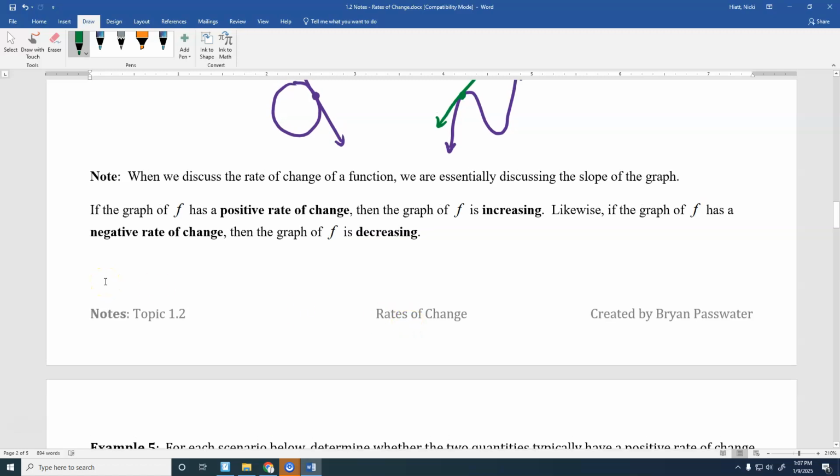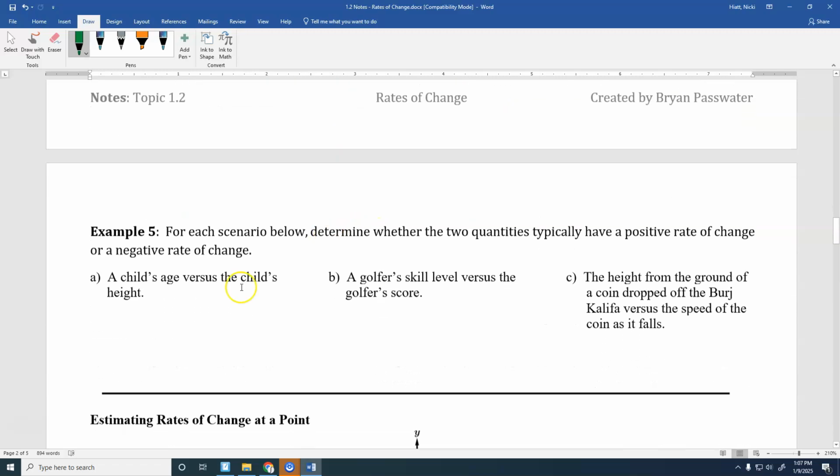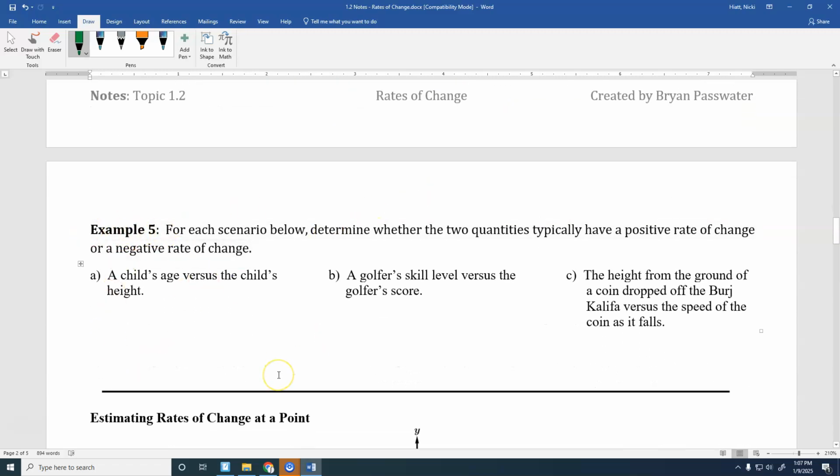So, we have already talked about this a little bit in the chart that we keep making, right? If f has a positive rate of change, then the graph of f is increasing. If f has a negative rate of change, f is decreasing, right? So we talked about that in the warm-up. We talked about it in that chart that we've been using. It's just reminding us of that here. So what they've asked us to do in example 5 is they have given us scenarios, and they're asking us to tell us whether we'll have a positive rate of change, which means the graph will be increasing, or a negative rate of change, which means the graph will be decreasing.